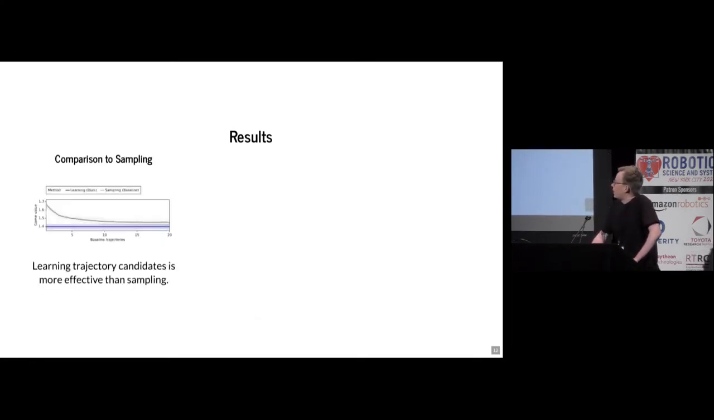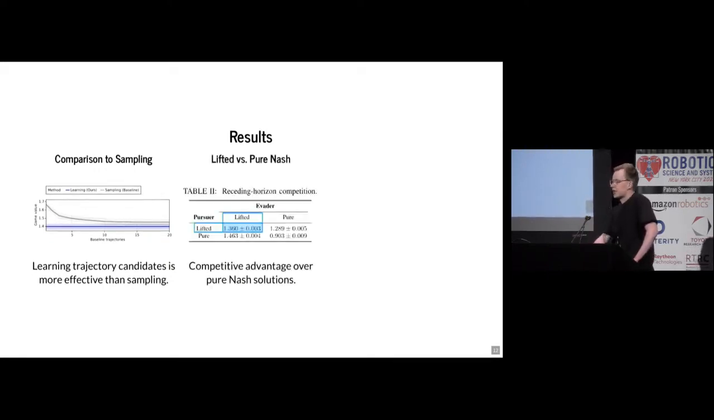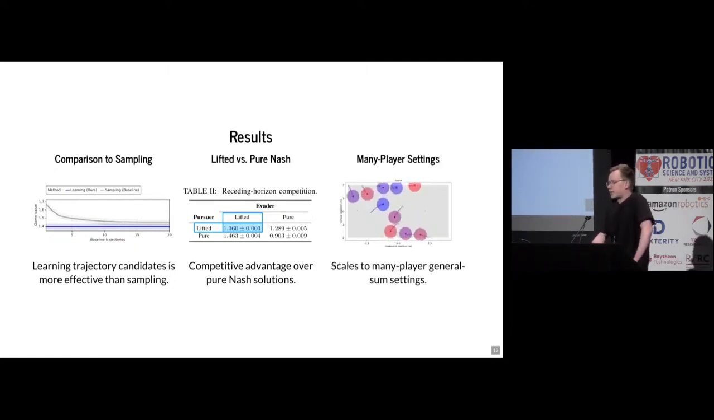First, when comparing against the baseline, which uses sampling to discretize the game, we find that such an approach requires many samples to match the performance of our learning-based method. Further, in decentralized head-to-head competition, we find that lifting provides a competitive advantage over non-lifted formulations of the tag game. And finally, we also obtained preliminary results which demonstrate that our method scales even to many player general sum settings, like the 10-player collision avoidance scenario shown on the right.